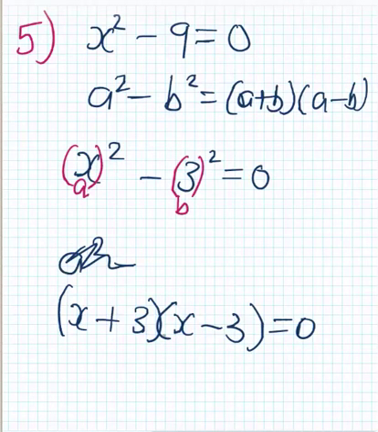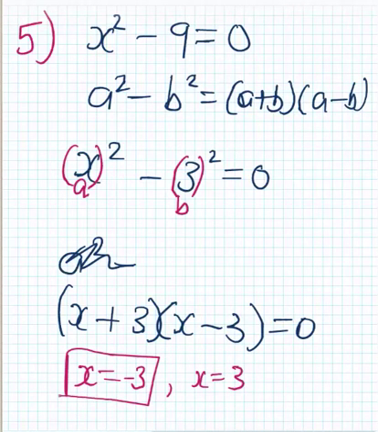Okay, take the next step. Once it's been factorized, we can see what the x-intercepts will be. If we make each one equal to 0, we will end up with, just like before, the opposite of x plus 3, so x is equal to minus 3. And on this side, we will end up with x is equal to positive 3. And these will be our two x-intercepts.